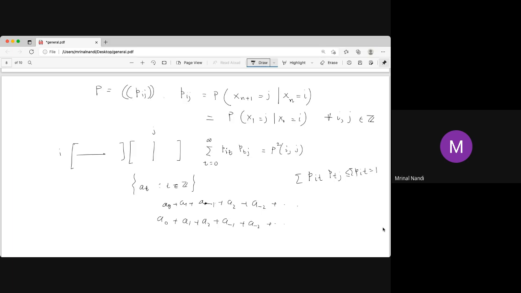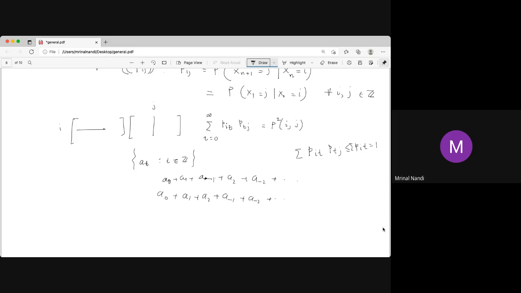And this is defined as p^(2)_ij, the two-step transition function. Similarly, you can do it with n steps, and you can easily show that this is again bounded by 1, and it is a positive term series, so it should converge.